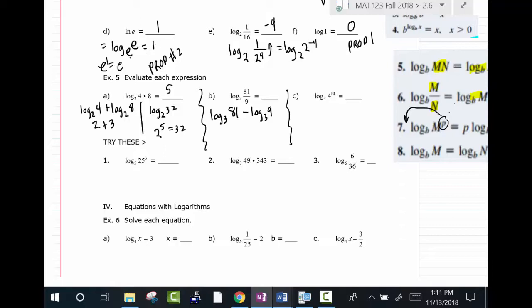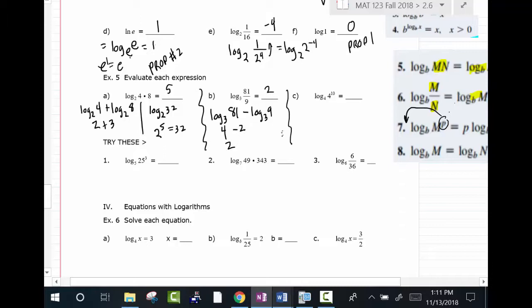It goes like this. 3 to the second is 9. 3 to the third is 27. 3 to the fourth is 81. How about this one? What power do you raise 3 to get 9? See, that's pretty easy to do in your head. So what you would have is this one would be 4. This one would be 2, so 4 minus 2 is 2. So that's the answer of the problem.